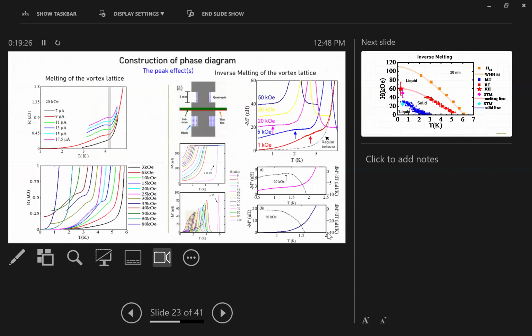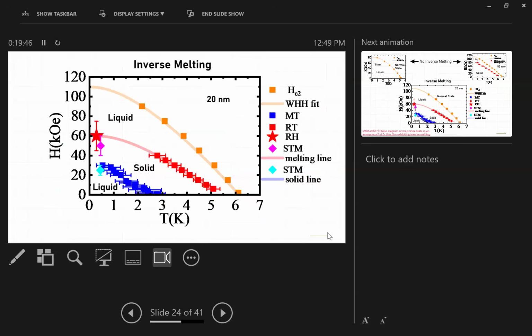Now, we can also construct the phase diagram, and for the phase diagram, we use all these anomalies associated with the phase transition in transport and magnetic shielding measurements. I am not going into too much detail of this. And this is the phase diagram that I have. I have a liquid state here, going into a solid state here, and then again a liquid state here.